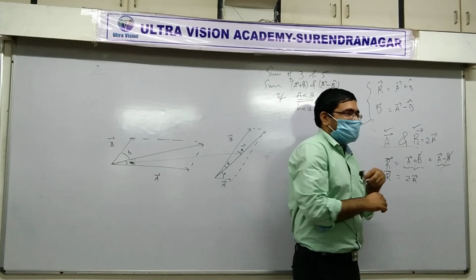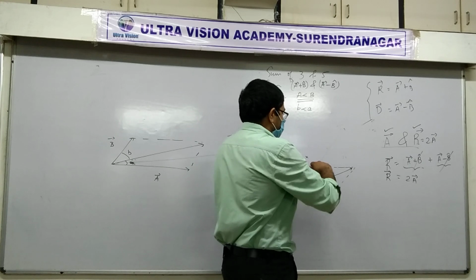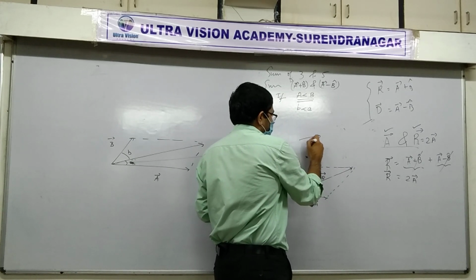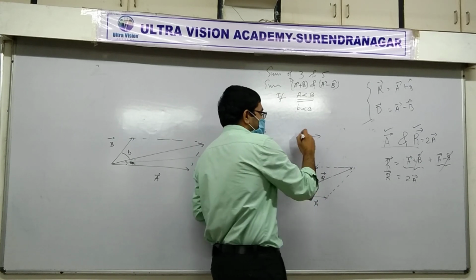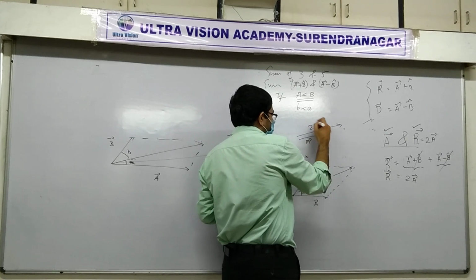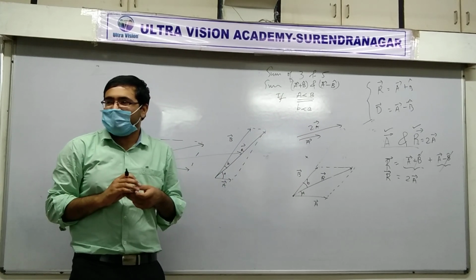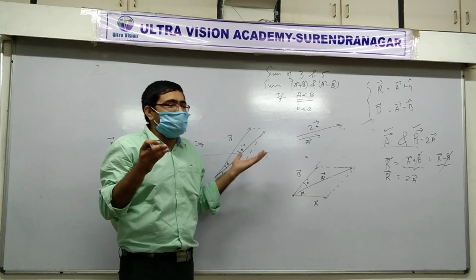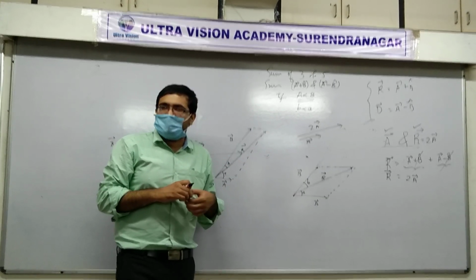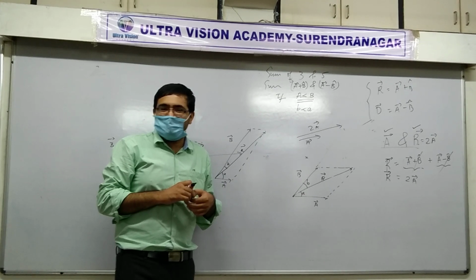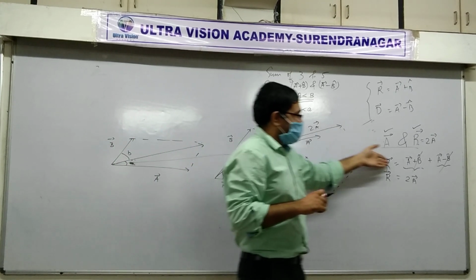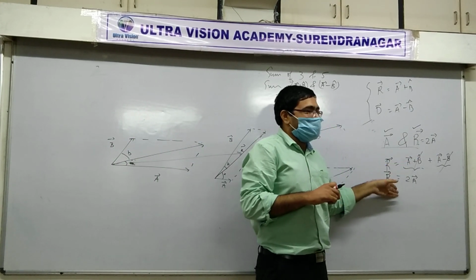This is A vector, and how will you draw 2A vector? Double the length and in same direction. Yes or no? Yes. So what is the angle between these two vectors? 0 degree. Understood or not? Yes. How short the solution is. If you know this much, you just add it and get 2A vector.